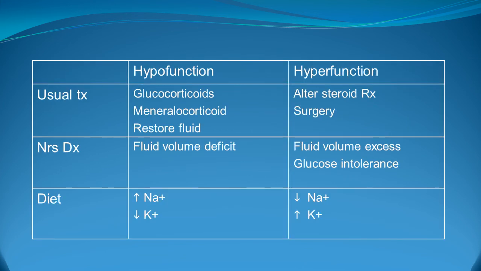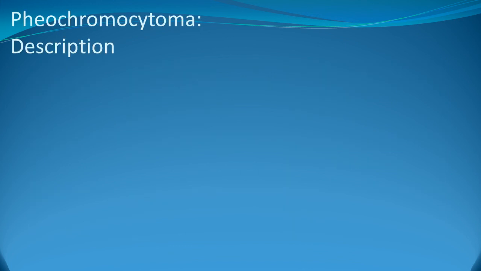Treatment of hypofunction is glucocorticoids, mineralocorticoids, and restoring fluid; if there is hyperfunction, alter the steroid regime or surgery. So ITU management: in hypofunction, fluid volume deficit, and in hyperfunction, fluid volume excess, so one can give diuretics and treat accordingly for glucose intolerance. And in diet, in hypofunction, increase sodium and decrease potassium; in hyperfunction, decrease sodium and increase potassium.